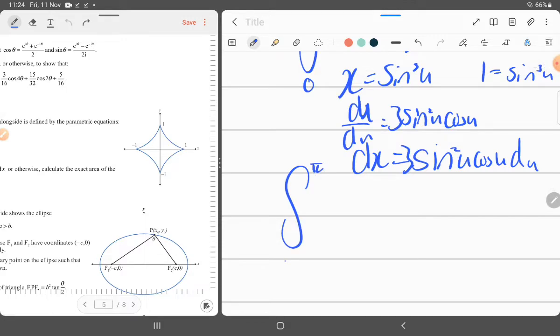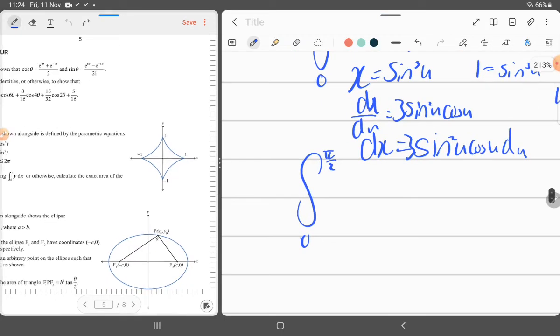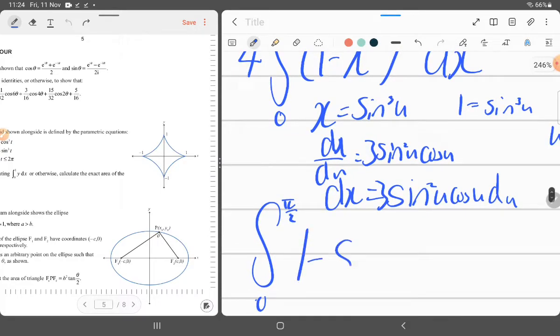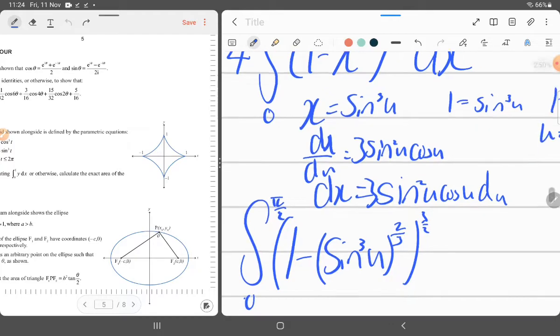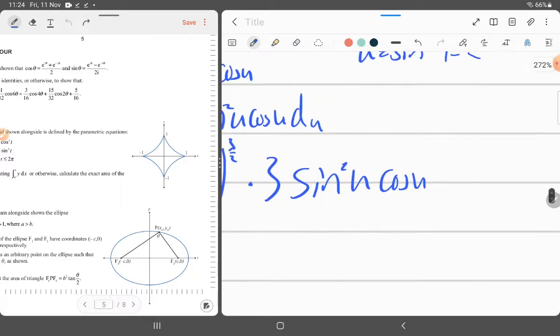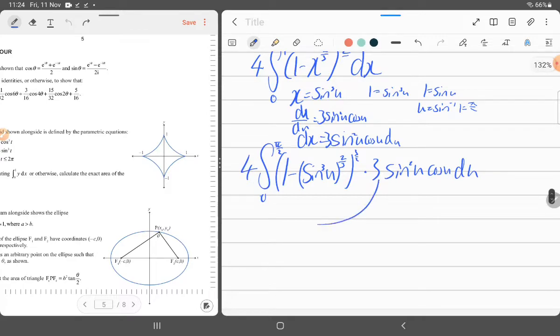Pi over 2, 0, of 1 minus sine cubed of u, all to the power 2 over 3, all to the power 3 over 2, times 3 sine squared u cosine u du. So you can chalk this out to here.